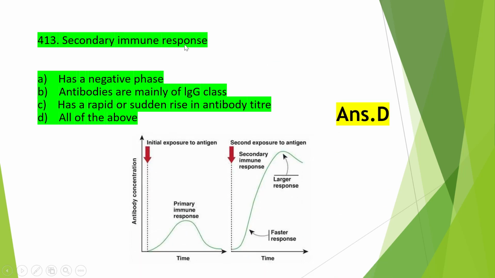Okay, so for the secondary immune response, suppose when our body gets exposed to an antigen for the first time, the response is like this. And the next time, the second time, when the same antigen is exposed to our body, it gives a quicker, faster, more rapid and much greater response in the secondary exposure. Okay, so this is the secondary immune response.